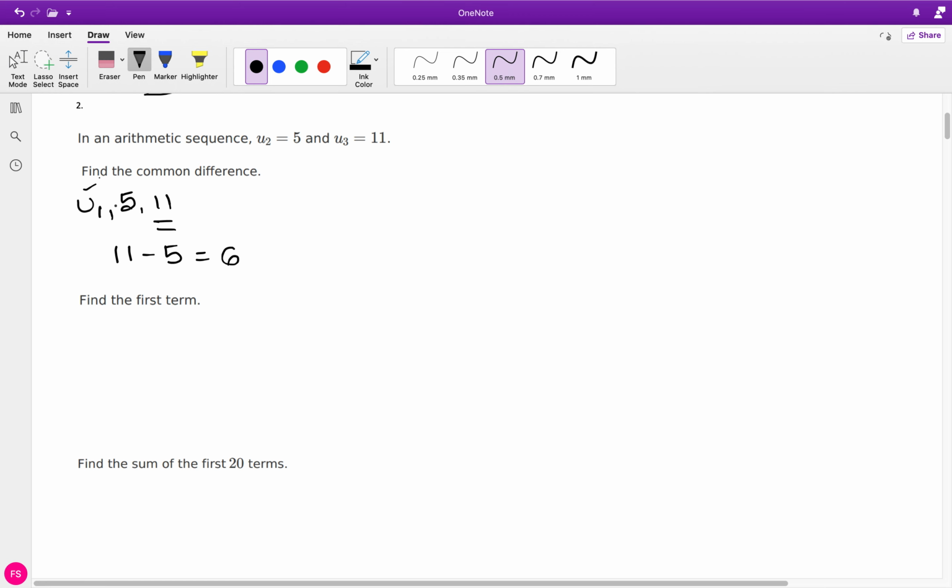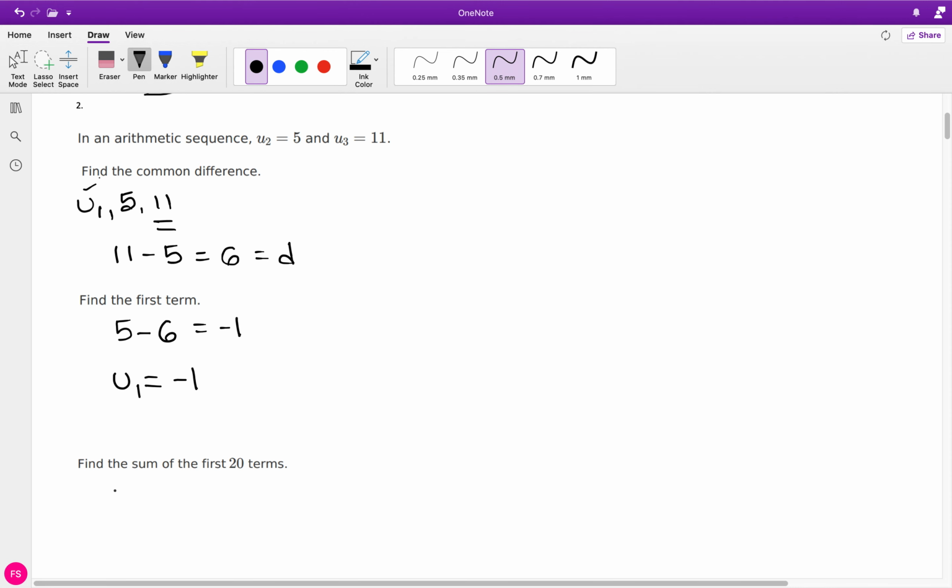Now to find the first term, you know the second term already, which is 5, and the common difference, which is 6. So all you need to do to find the first term is subtract 6 from 5, which will give you -1. So my first term for this series is going to be -1, and this is my common difference.